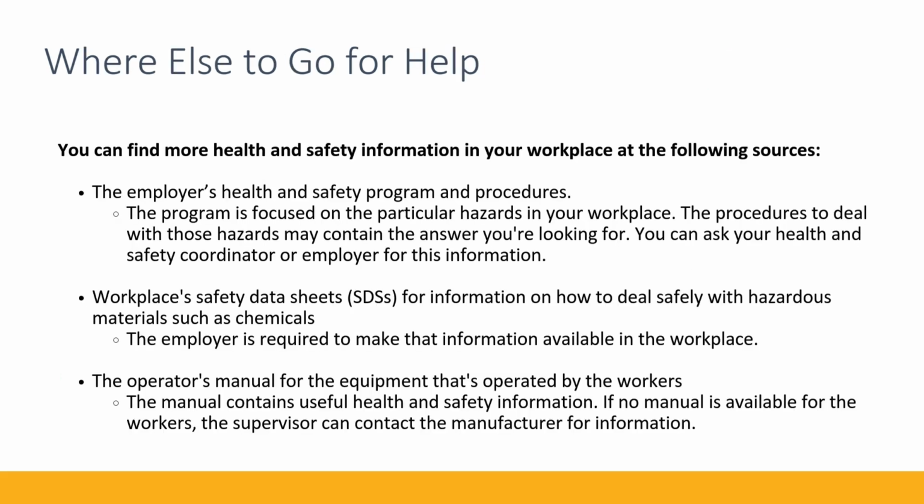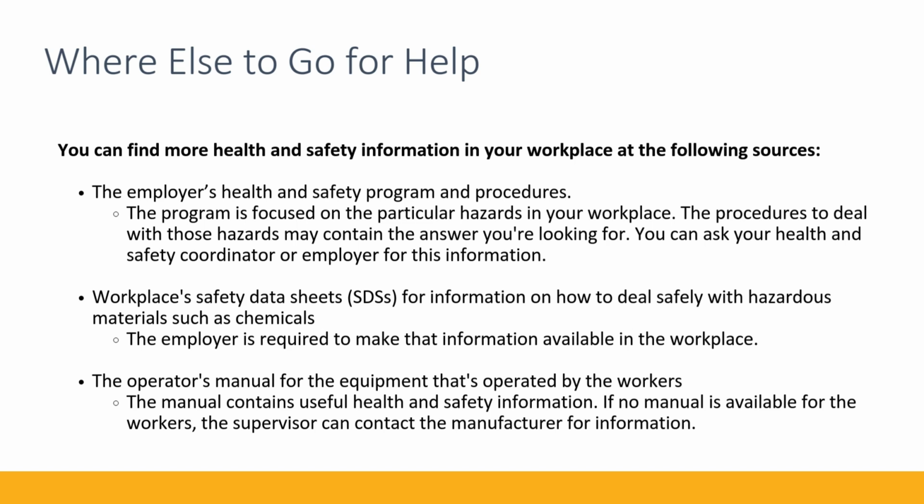You can also find more health and safety information in your workplace at the following sources. 1. The employer's health and safety program and procedures. The program is focused on the particular hazards in your workplace. The procedures to deal with those hazards may contain the answer you're looking for. You can ask your health and safety coordinator or employer for this information. 2. Workplace's safety data sheets for information on how to deal safely with hazardous materials, such as chemicals. The employer is required to make that information available in the workplace.